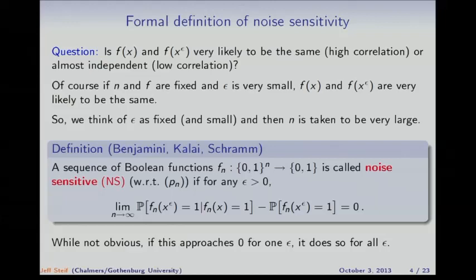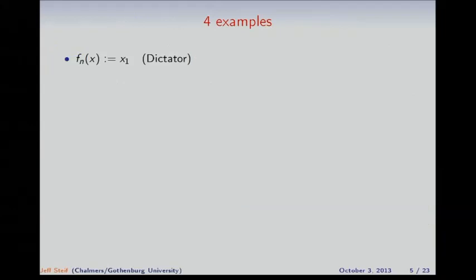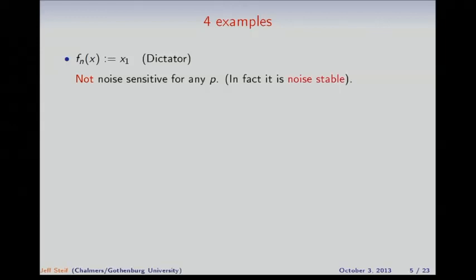Okay. So let me give you very quickly, extremely quickly, four examples. Dictator, so f_n(x) is just x_1. It's pretty obvious that this is not noise sensitive for any p, because the first bit will be very unlikely to be resampled. So this is not noise sensitive, and in fact, it's something which is called noise stable, which I might mention at the end of the talk.